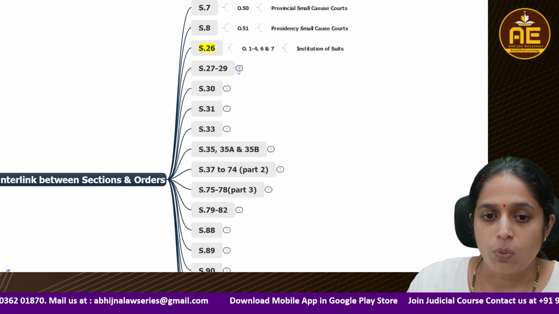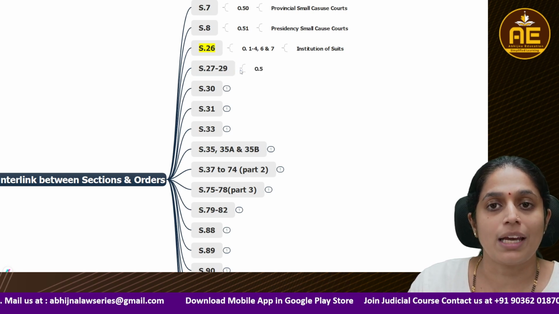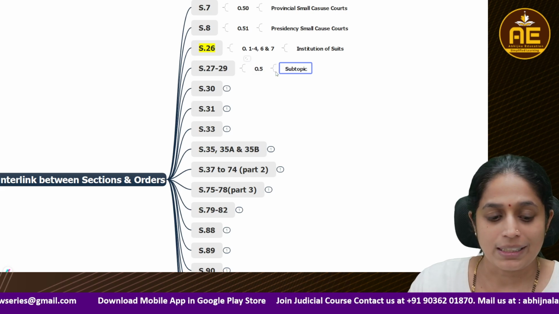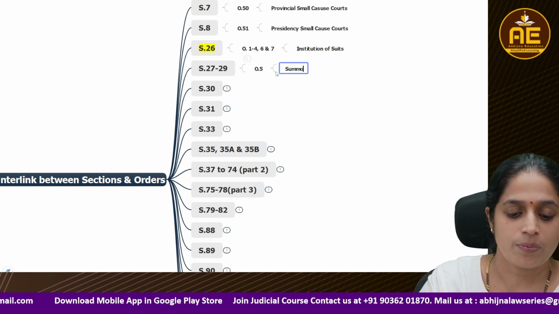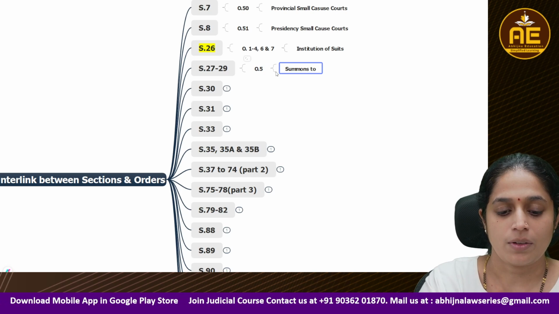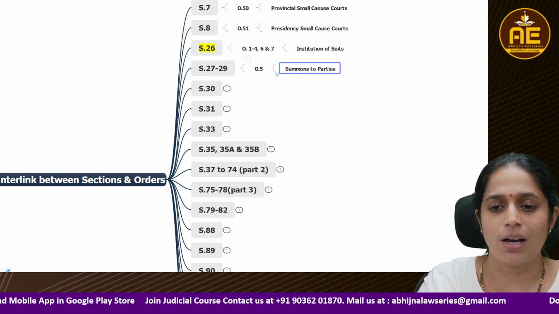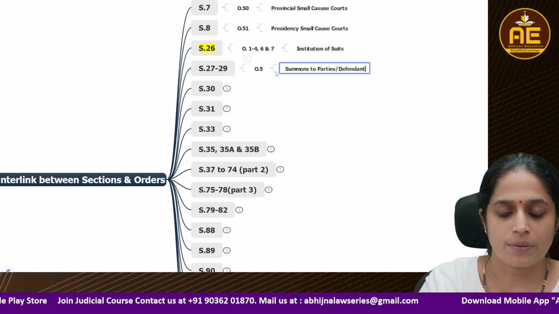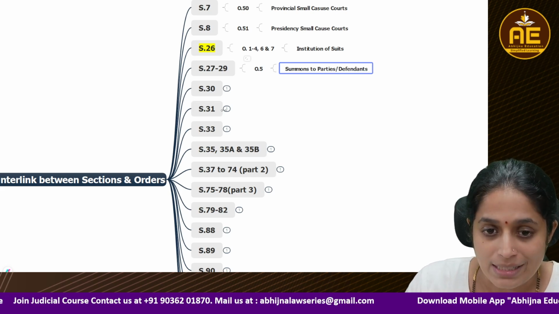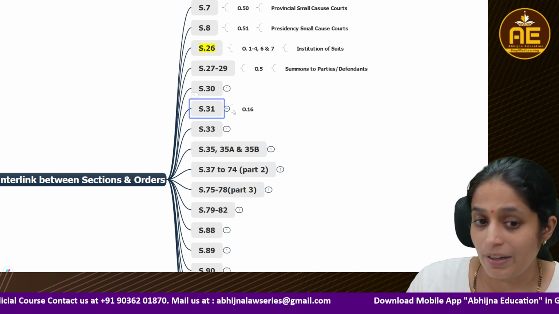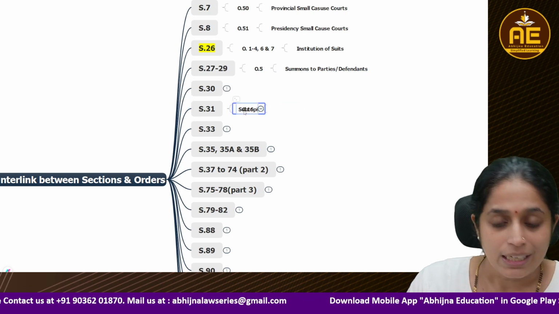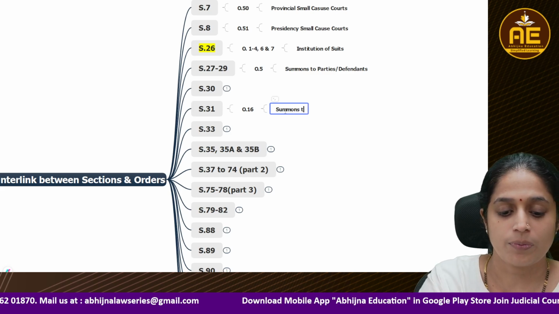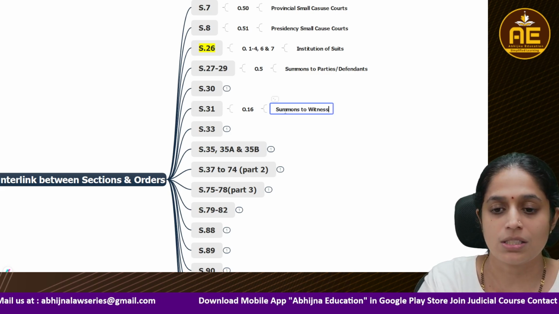Then what are sections 27 to 29? Sections 27 to 29 relate to order 5, that is, summons to parties, or we can say summons to defendants. Whereas section 31 relates to order 16. Even that speaks regarding summons, but it is summons to witnesses. So this distinction we have to make.